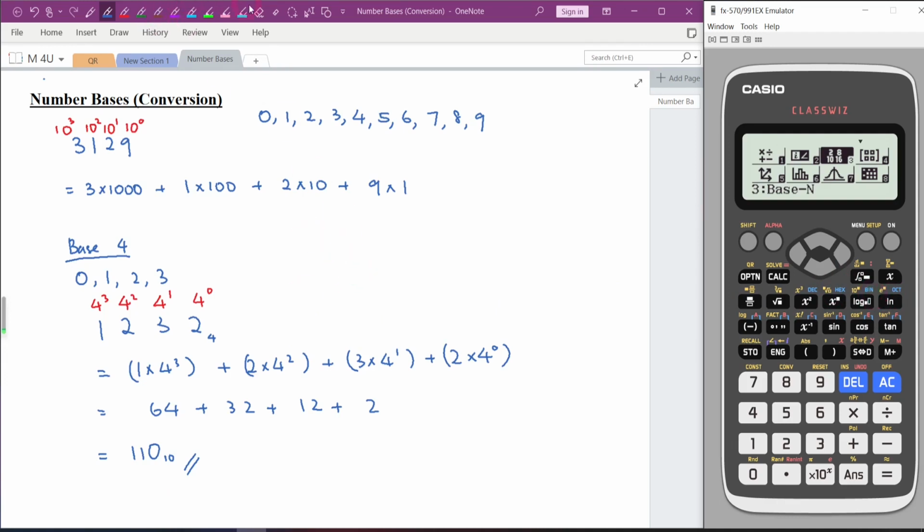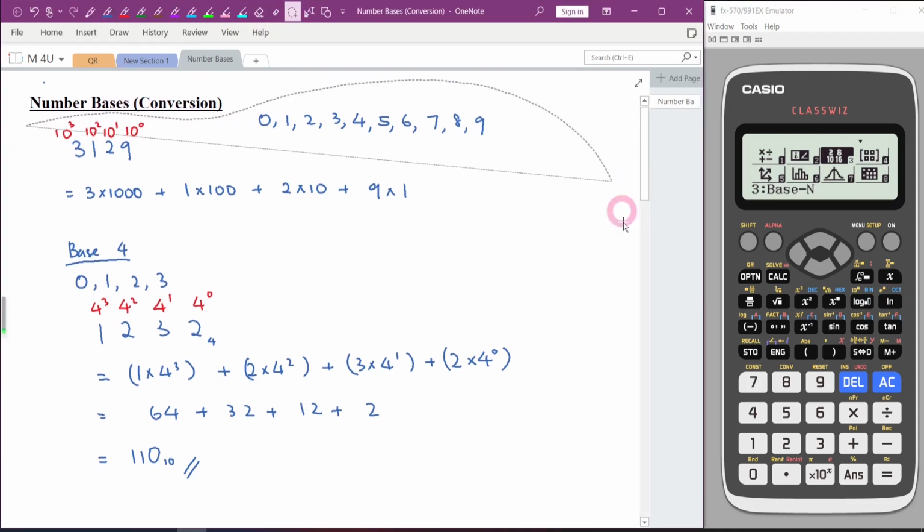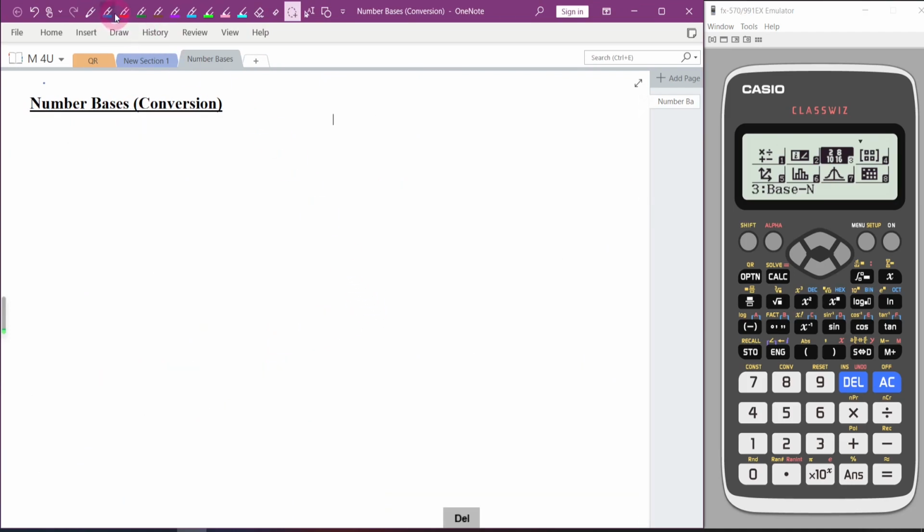Okay, now you know how we convert a number in base 10. Let me write over here. Now you already learned this, base 10 to other bases, right? Okay, now we are going to learn backward: other bases to base 10. Let me just use the examples from just now.